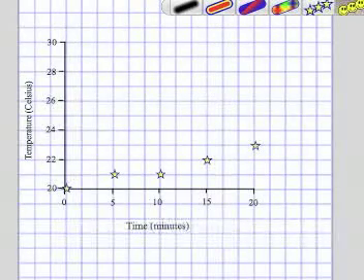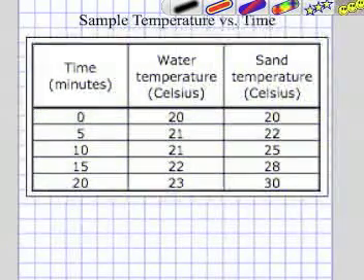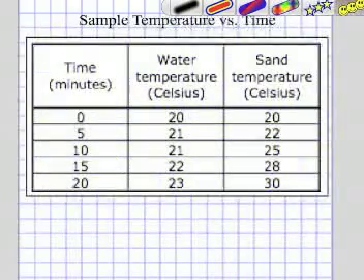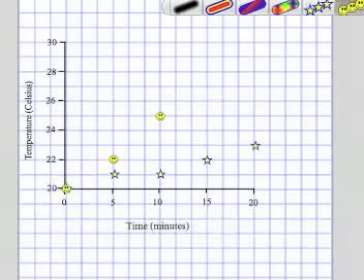And just like the first one, our starting temperature is 20 degrees Celsius. But our second temperature at 5 minutes is 22 degrees Celsius. So that's going to be a little higher than that star. And then at 10 minutes, we had a big jump to 25 degrees Celsius. For 15 minutes, I jumped to 28 degrees Celsius. And then for our final recording at 20 minutes, we had 30 degrees Celsius.